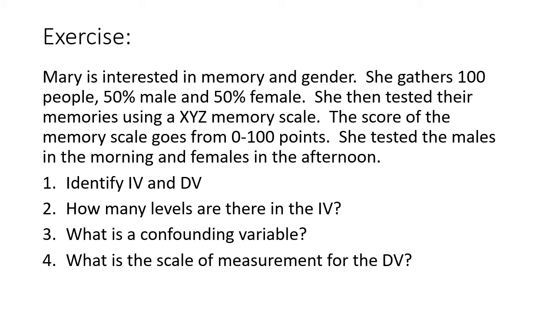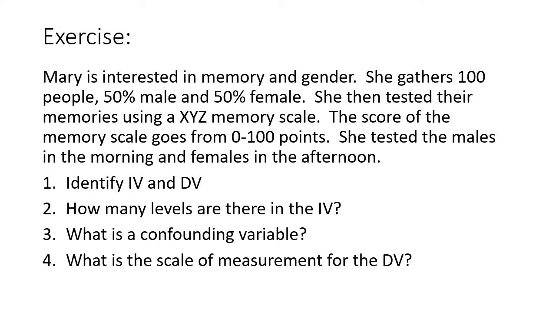Okay, so number two, how many levels are there in the independent variable? There'll be two, male and female. Number three, what is a confounding variable? A confounding variable is something that can be an alternative explanation of your results if there are any differences. So the confound here would be the time of the testing, because she tested the males in the morning and the females in the afternoon. So you don't know if the differences you see in the memory scale are due to gender or due to the time of day that the test was conducted, right?